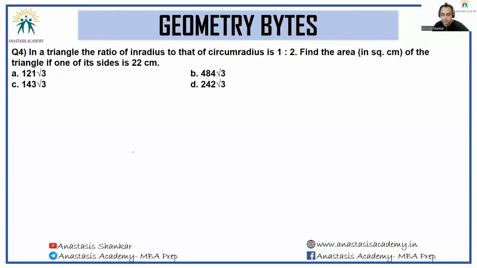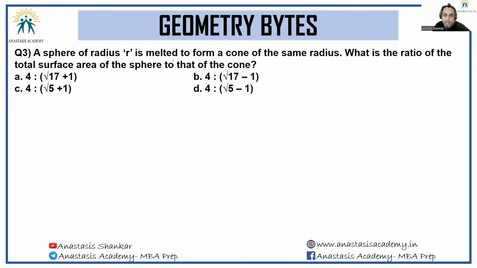Let's look at this question now. A sphere of radius r is melted to form a cone of the same radius. What is the ratio of the total surface area of the sphere to that of the cone? Okay, so because a sphere is being melted to form the cone, their volumes are going to be identical.